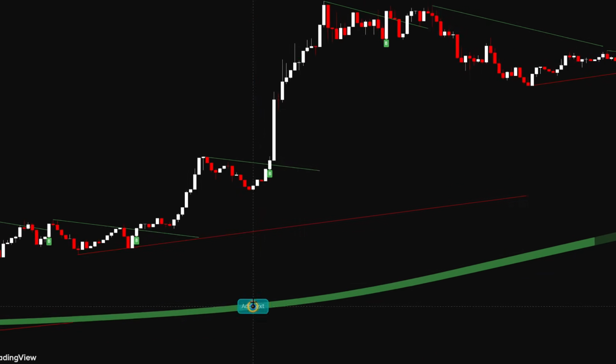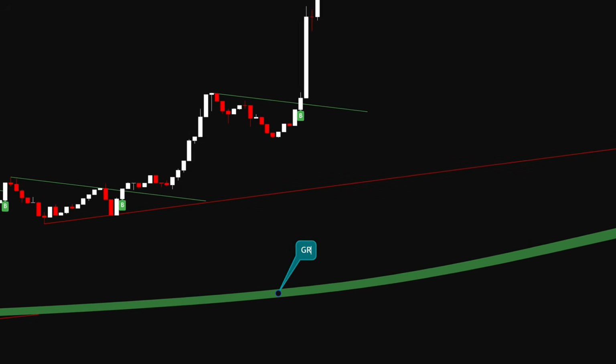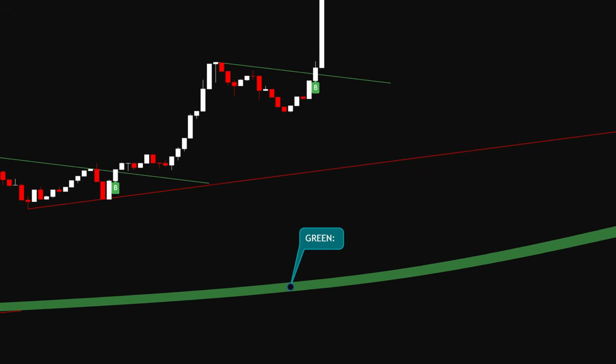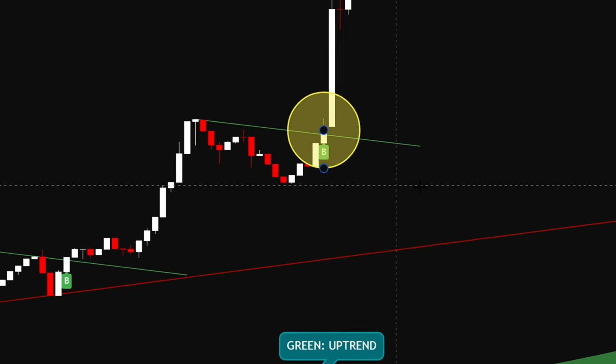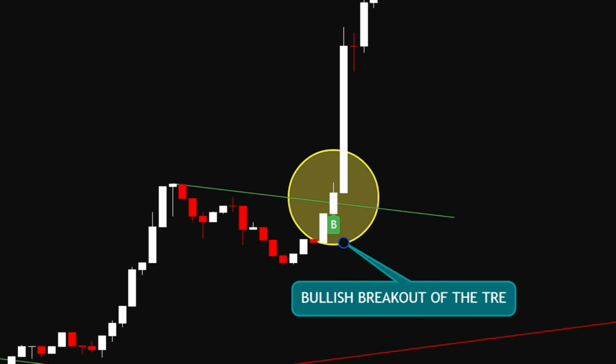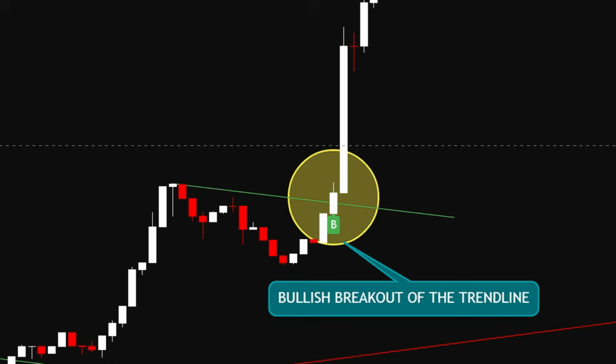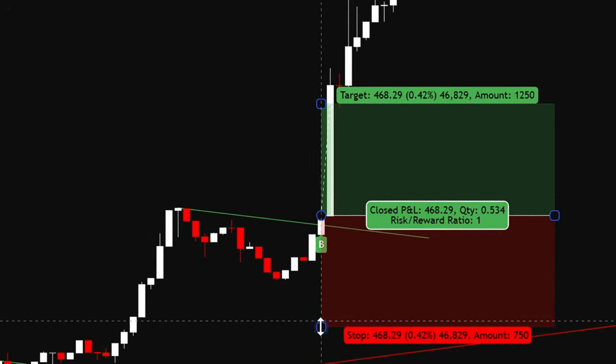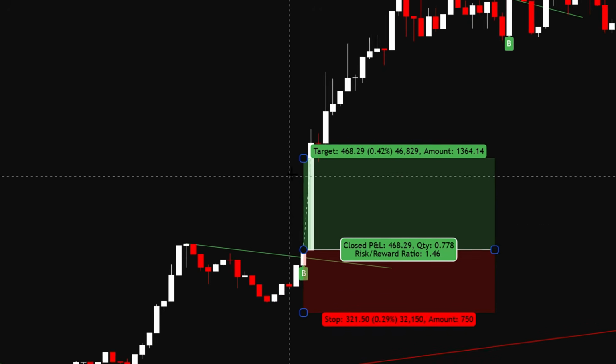Quick example for a buy. Not counter trend. Market bias green, price above the ribbon. Bullish breakout. A stop loss below the swing low and take profit at 2x risk. Done.